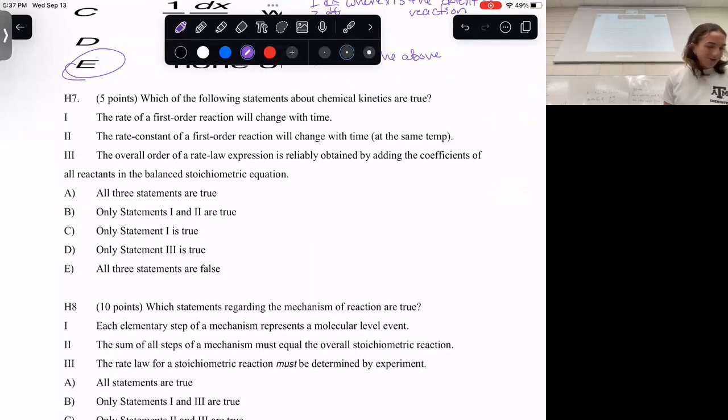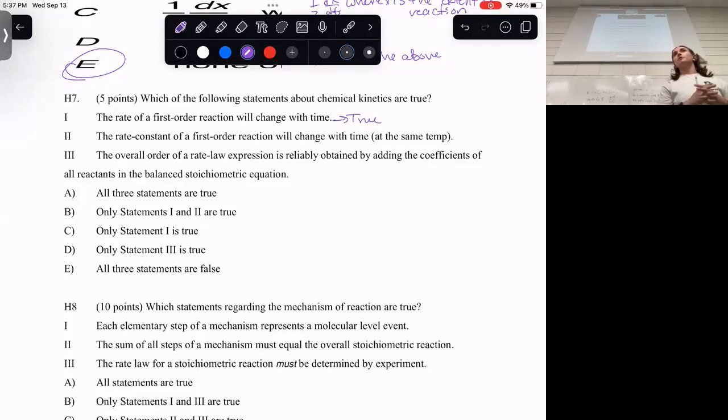I like that. Okay. For question 7, which of the following statements about chemical kinetics are true? Okay, so we're gonna go through 1, 2, and 3. We're gonna say if it's true or false. So for question 1, the rate of a first order reaction will change with time. Is that true or false? It's true. Why is it true? Yep, time is in the equation.